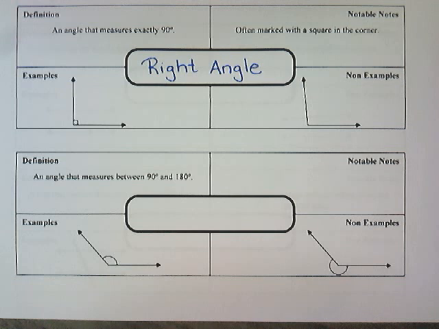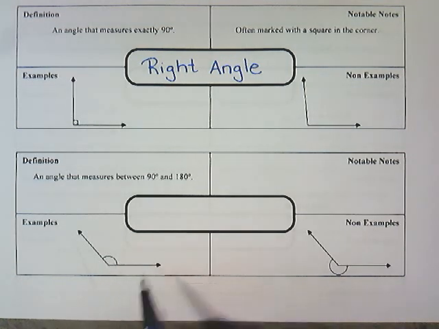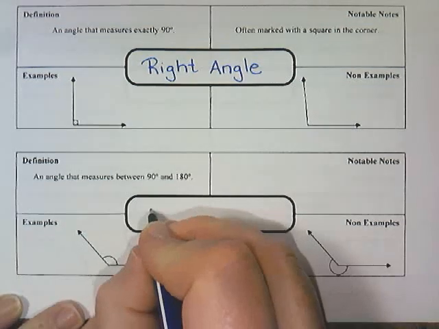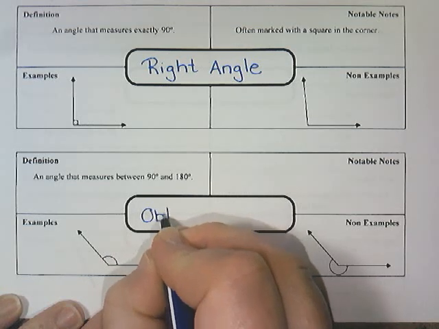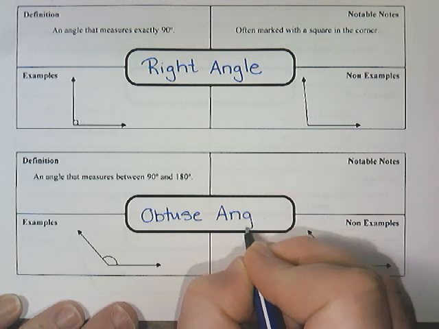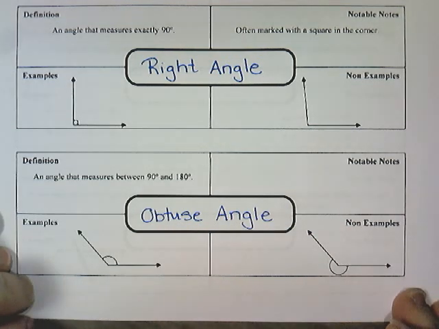Okay, our third definition says an angle that measures between 90 and 180 degrees. So it is bigger than a right angle, but it is not quite a straight line yet. Those ones are called obtuse angles. So that's an obtuse angle.